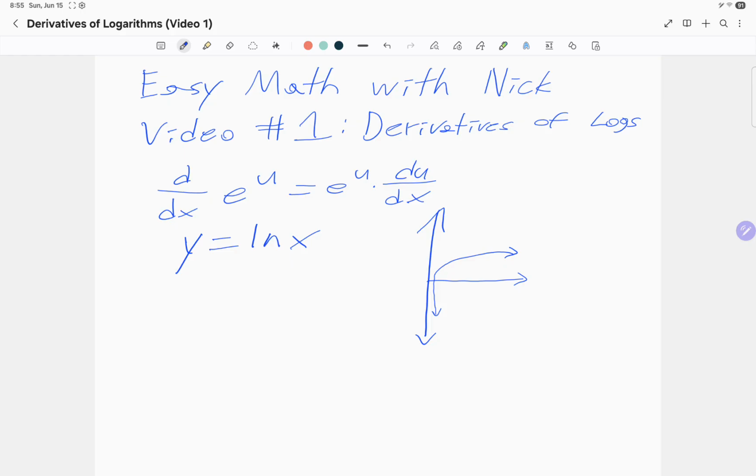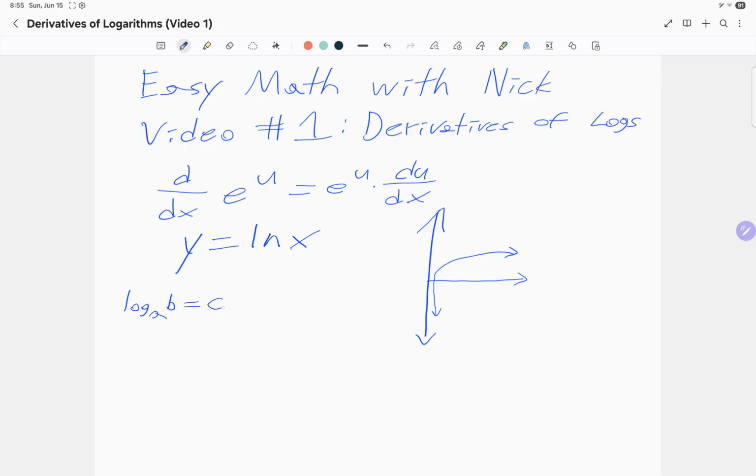So let's take the derivative of both sides here. Let me actually show how we get to that point. Sorry. Let's start with the properties of logs. The two properties of logs that we're going to be using in this video are as follows. It would be helpful if I show these.